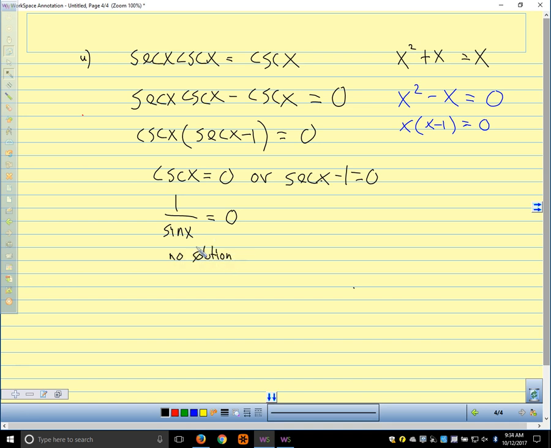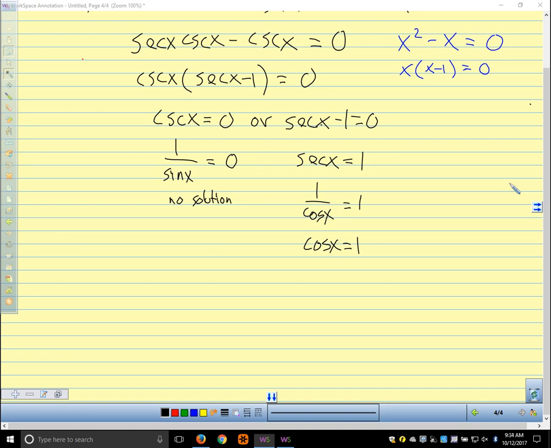Now it won't always turn out that way. It turns out that cosecant x is not 0, but it doesn't always turn out that we can get a 0 as our solution. And here we're going to say the secant x equals 1. Well, that tells us 1 over cosine x equals 1. So 1 over cosine x equals 1 when cosine x equals 1.